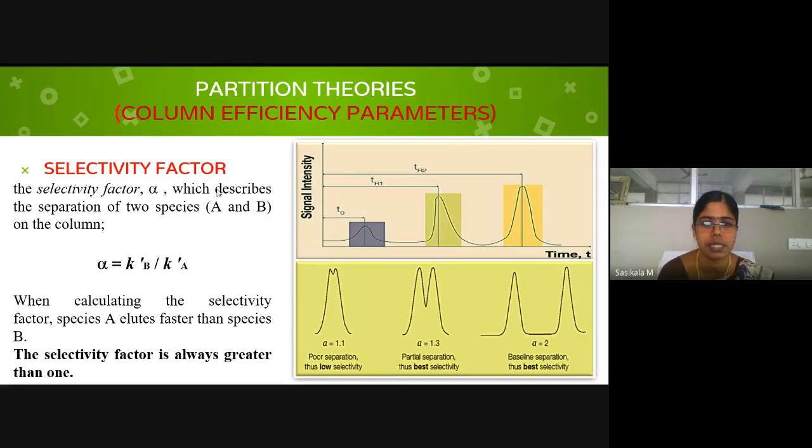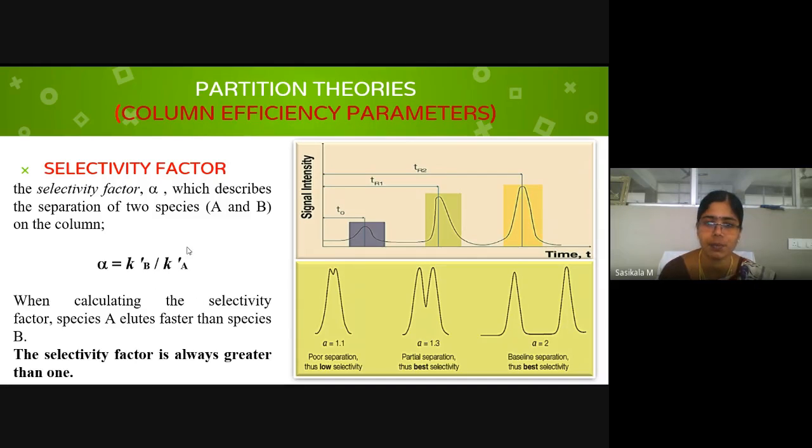What are the two species? A and B. Any drug molecules A and B, two analytes, if separated simultaneously in a single column, then this factor is applicable. Here K dash is the capacity factor of B and capacity factor of A. It is the ratio of the capacity factor of the second analyte. The second analyte will be eluted later, which means it will take more time for elution, and the retention time will be high. So that is taken first, that is K dash B divided by K dash A.